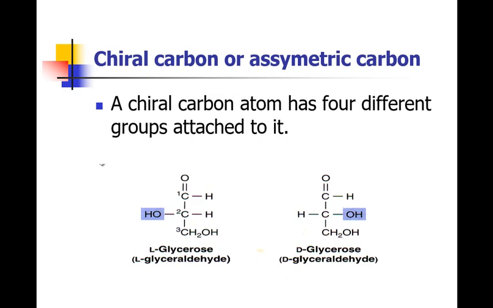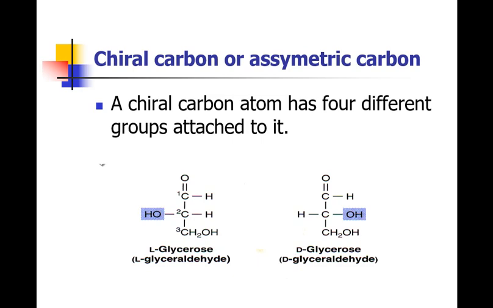An asymmetric carbon atom means it is the carbon which is bonded with 4 different groups. So an asymmetric carbon atom is also called a chiral carbon, and a chiral carbon atom has 4 different groups attached to it. If a carbon is bonded with 4 different groups, then that carbon is called an asymmetric carbon or chiral carbon. See here, we have shown the structure of L-glyceraldehyde and D-glyceraldehyde.